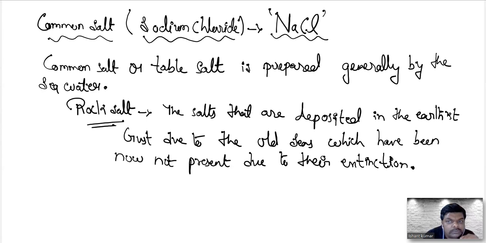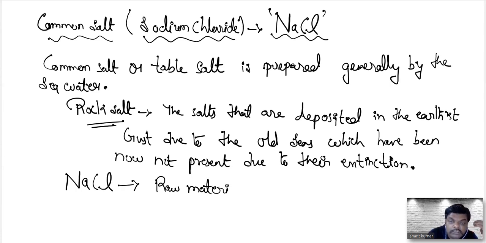Okay, so seawater salt has a very large use in our daily life. The chemical formula for common salt is NaCl. Sodium and chloride both are there. This common salt behaves as the raw material for many of the different products which we use in our daily life.